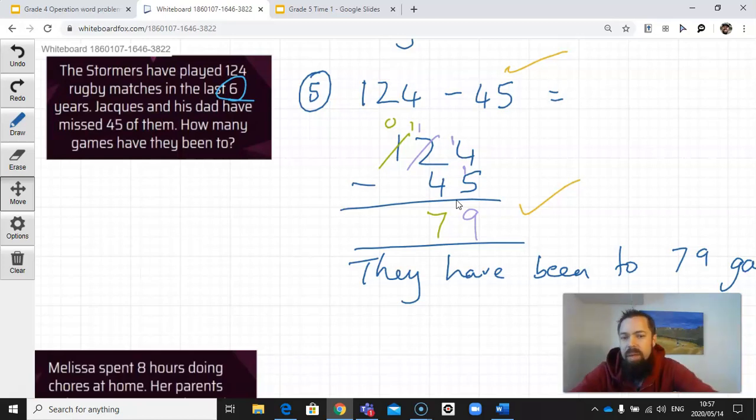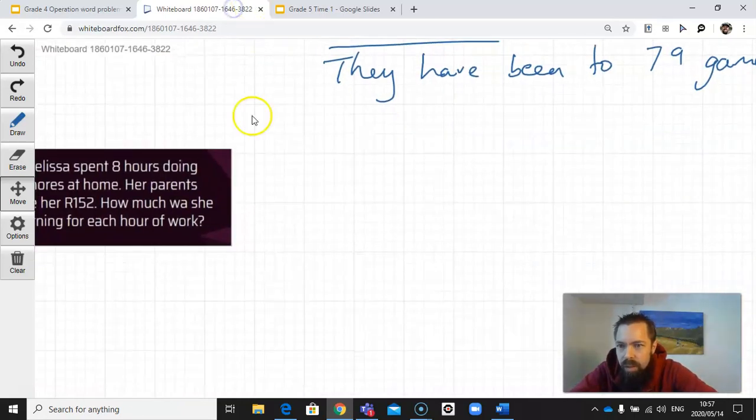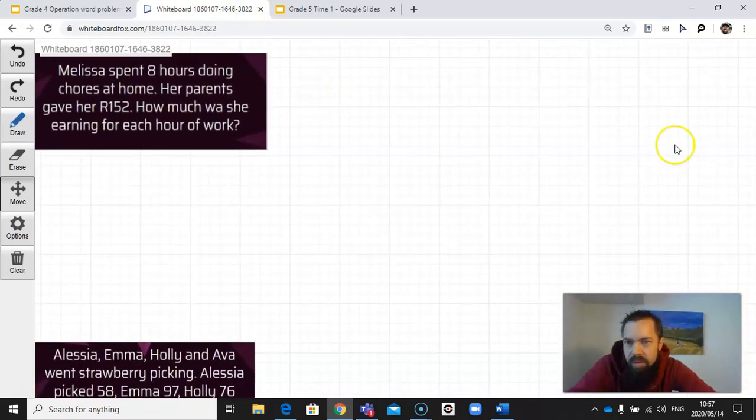Okay, let's have a look at the one about Melissa. So Melissa's parents obviously pay her to do chores at home. That's nice of them. So Melissa spent 8 hours. That's like a whole day, like from 8 in the morning until 4 in the afternoon. That's a long time with no breaks. Anyway, Melissa spent 8 hours doing chores at home. Her parents paid her or gave her 152. How much was she earning for each hour of work?